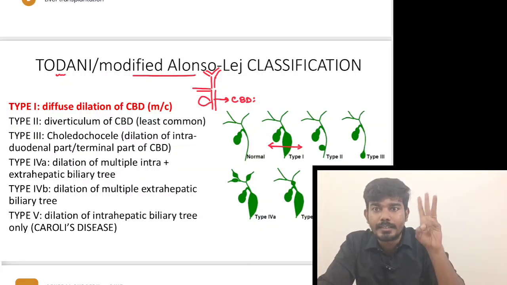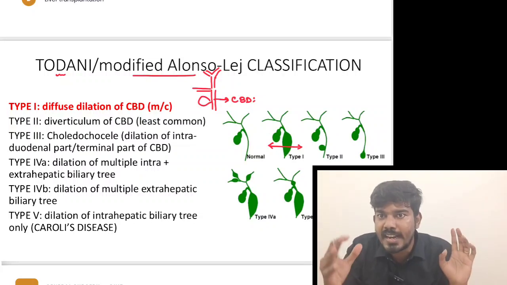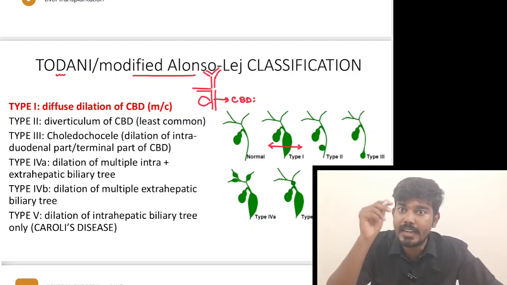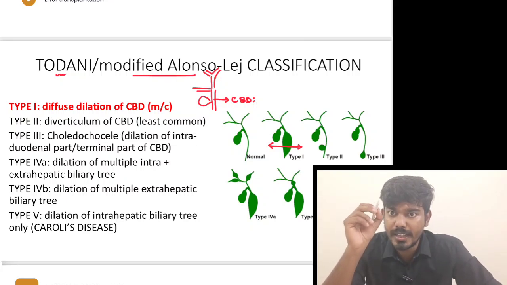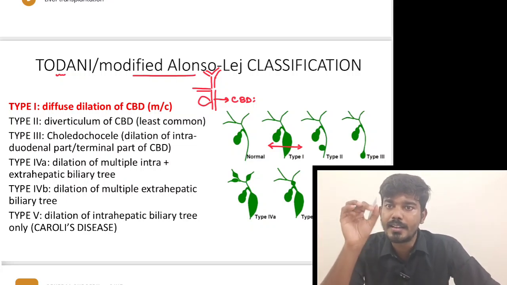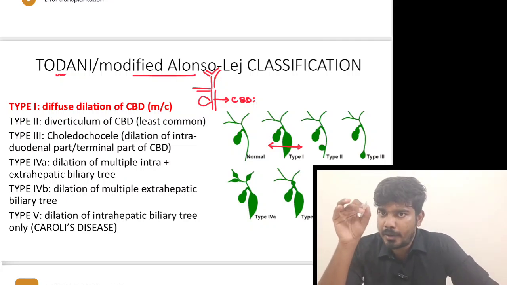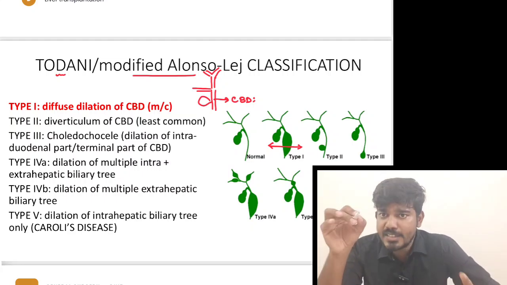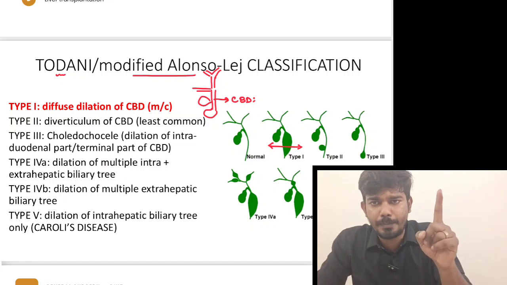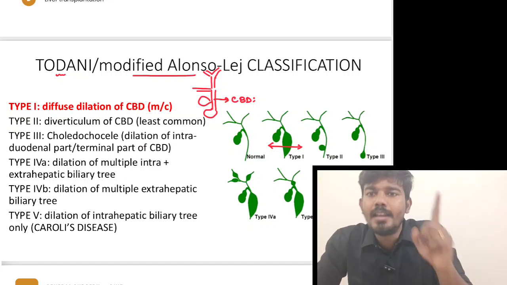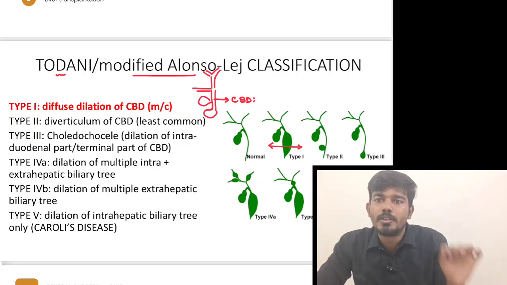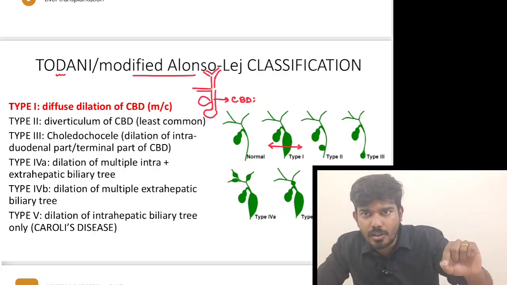Okay, then type 3. Type 3 is more important, because its description is different. Okay, if there is a dilation in the terminal part of CBD or intraduodenal part of CBD. Okay, where does the CBD join? In the second part of duodenum, in the place where it is going to join, if there is a dilation at the terminal part of CBD or intraduodenal part of CBD, it is called type 3. It is also called choledochocele. So this is different, and its management is also different.